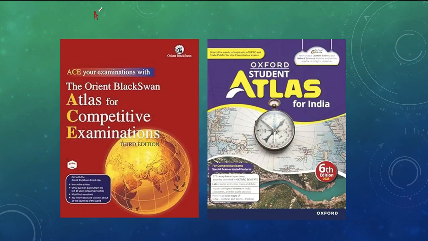And coming to the atlas, students, because mapping is very, very important for our geography segment. Whenever we are writing a geography answer, we need to draw diagrams. Without that, we cannot write a geography answer. So to draw diagrams in a better manner, with the India map and world map, we need to cover the Orient BlackSwan Atlas and the Oxford Student Atlas. These also we can order from Amazon, students.